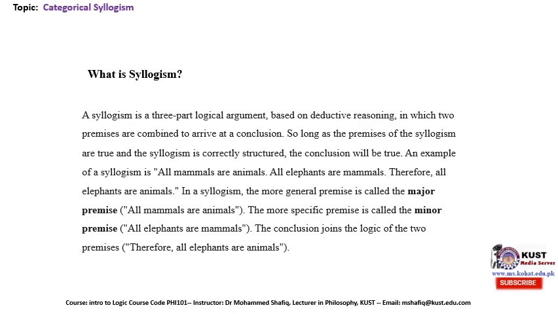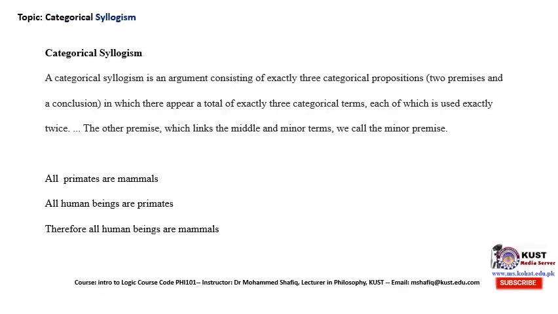The conclusion joins the logic of the two premises, or we basically draw conclusions on the basis of the two premises, linking the two premises. The conclusion contains different words which indicate a conclusion, such as therefore, hence, that is why, conclusively, to conclude, etc. So this is the definition of syllogism.